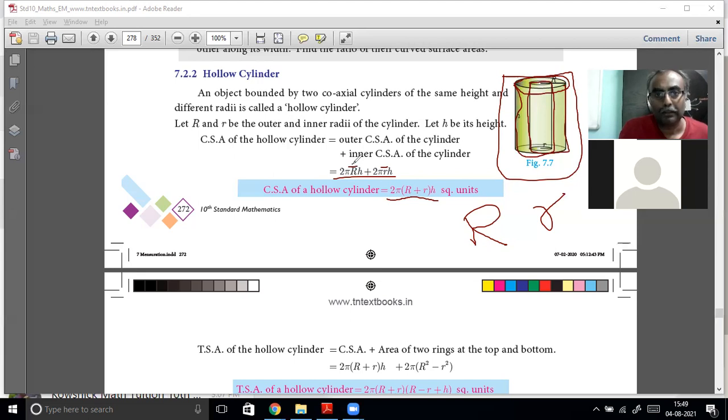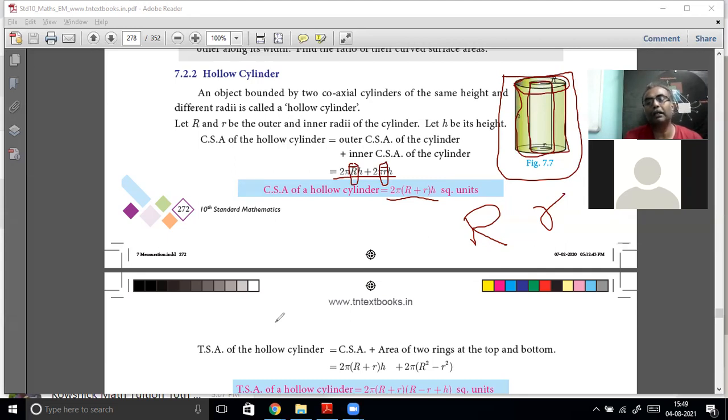Therefore, take big R and small r and put them together as R plus r. So the CSA of a hollow cylinder formula is 2 pi, brackets, big R plus small r, into H. Write that formula down and memorize it. This one is very important.